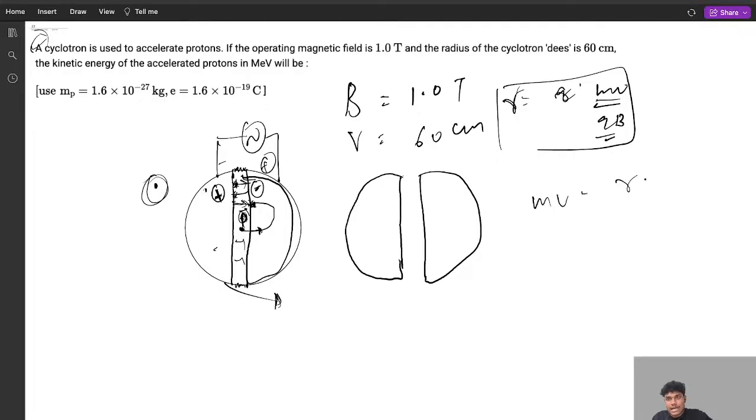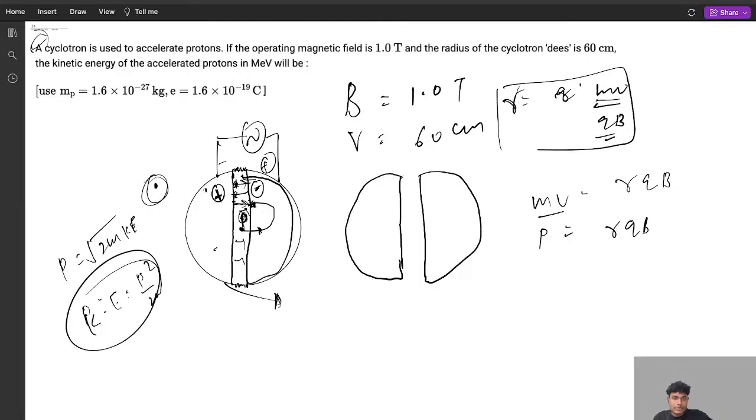तो यहाँ से आया mv is equal to r qB, and if I say this is P, mv is P, that is r qB. In terms of P, that is P is equal to root 2 m KE. Okay, in terms of kinetic energy, in terms of P, kinetic energy is equal to P square by 2m.